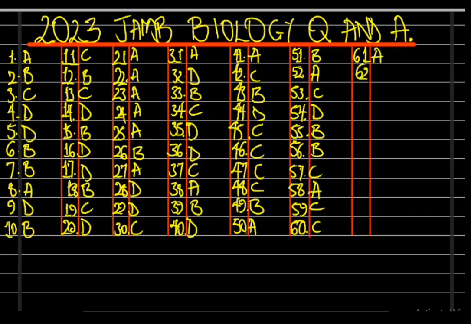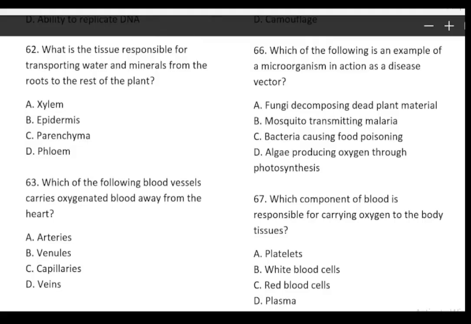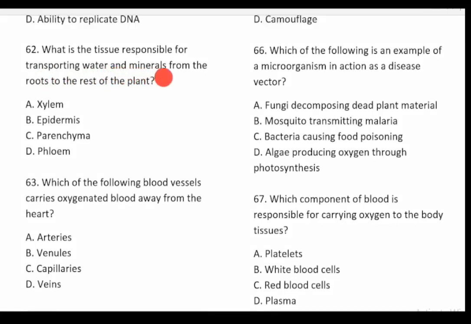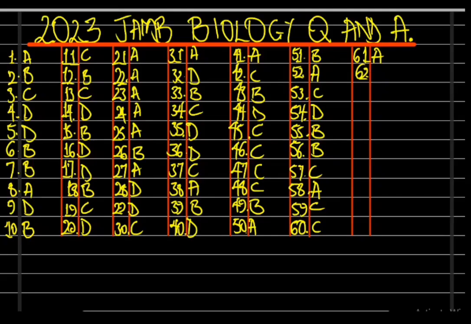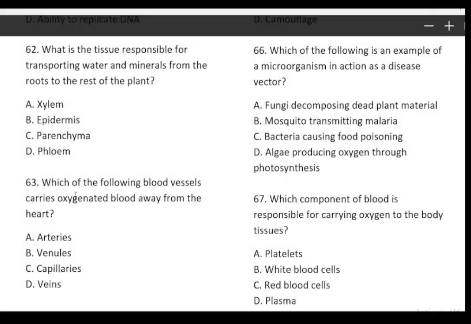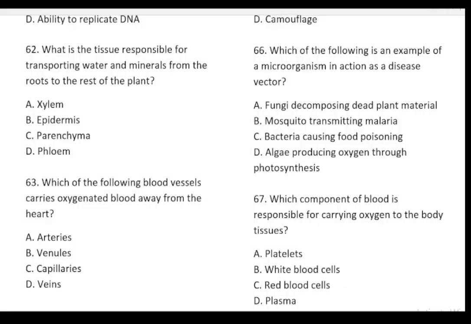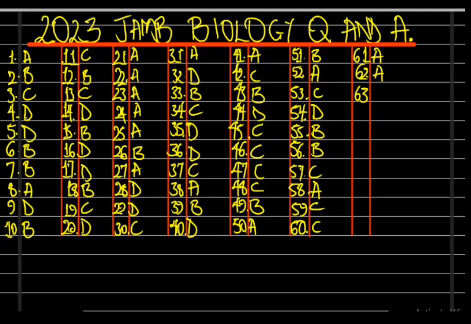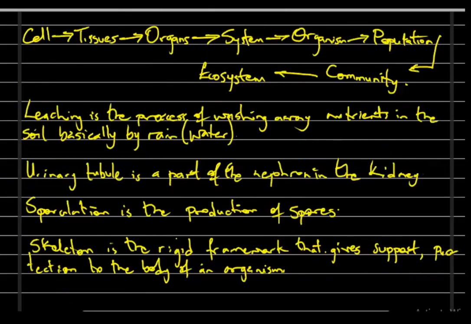And then question 62. What is the tissue responsible for transporting water and minerals from the roots to the rest of the plant? We have said that earlier on. That is xylem, which is option A. And then question 63. Which of the following blood vessels carries oxygenated blood away from the heart? A. Arteries. B. Venous. C. Capillaries. And D. Veins. For this, I will need to explain circulation.